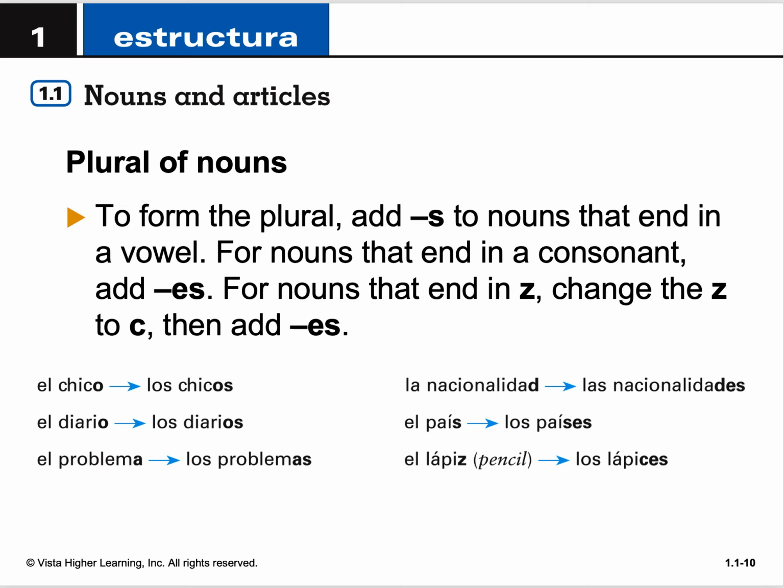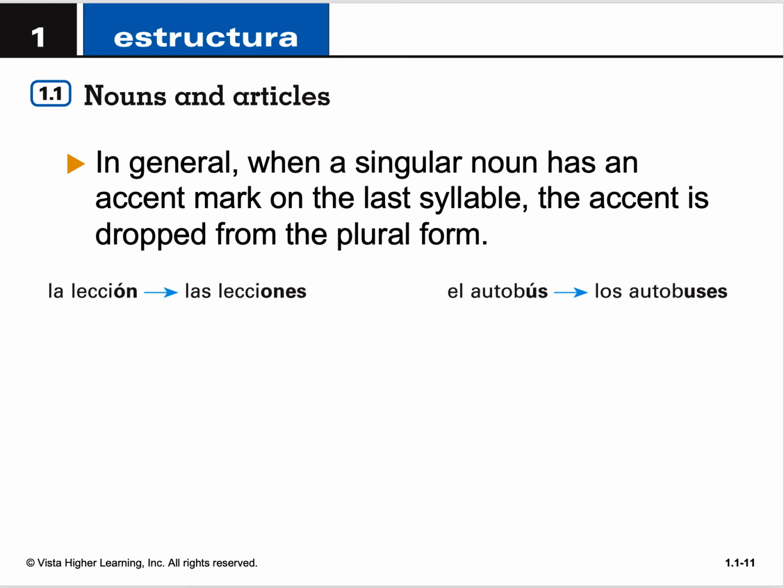And then if we look at el lápiz, that's the one that I really want to draw your attention to. I drop the Z, or I change the Z to a C, however it helps you think about this. And then I add the ES ending to get los lápices. So in general, when we're taking a singular noun and it has an accent mark on that last syllable, we would drop it off in plural form.